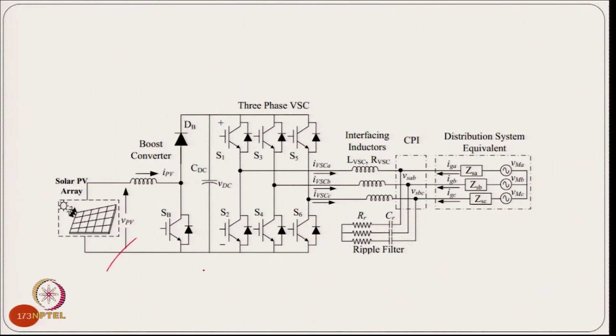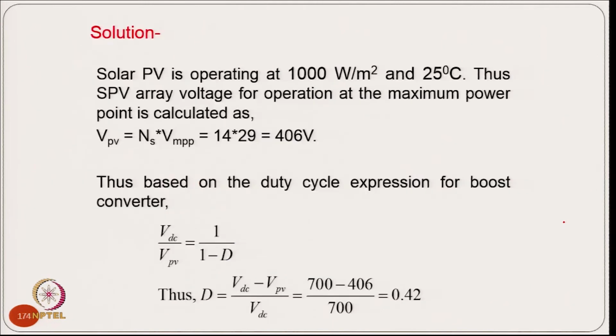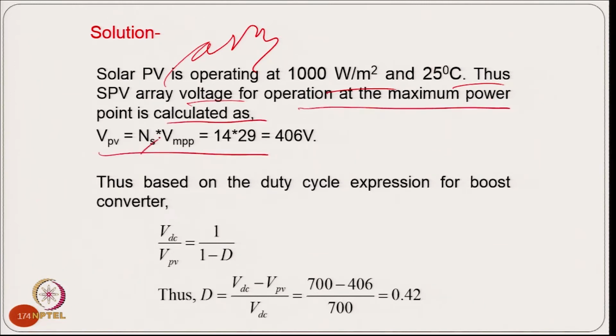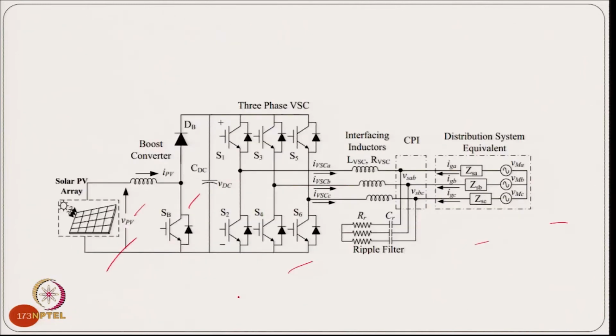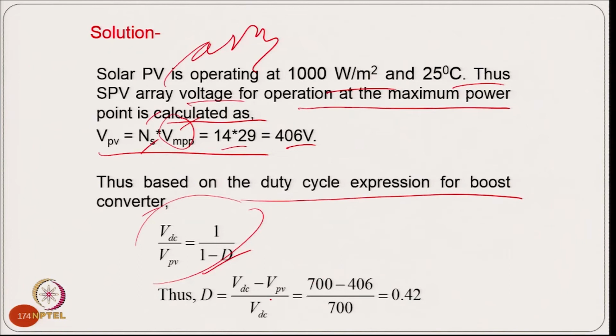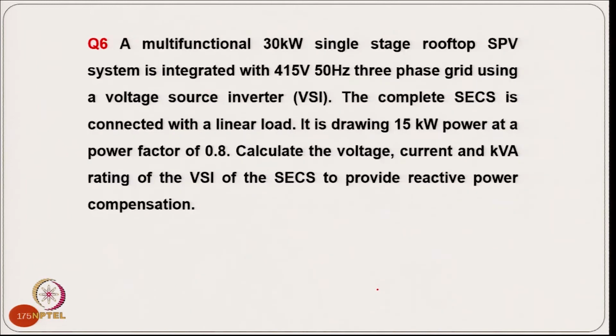This is a typical configuration where we have a solar PV array with a boost converter, and an inverter interfaced to the grid. Coming to the solution, the solar PV array is operating at 1000 watt per meter square at 25 degree Celsius, and the PV array voltage for operation at the maximum power point is calculated from the number of series modules and the MPPT voltage of one module. It comes to 406 volt, and now we can find the duty cycle from the relation of this boost converter. The duty cycle calculated from the DC link voltage and PV array voltage comes to 0.42.